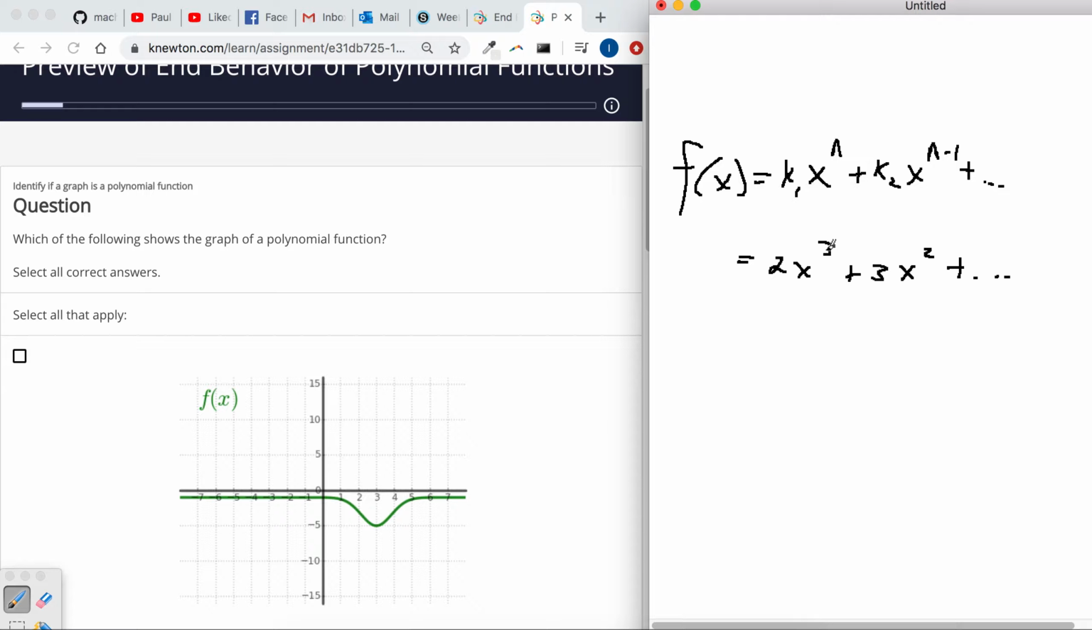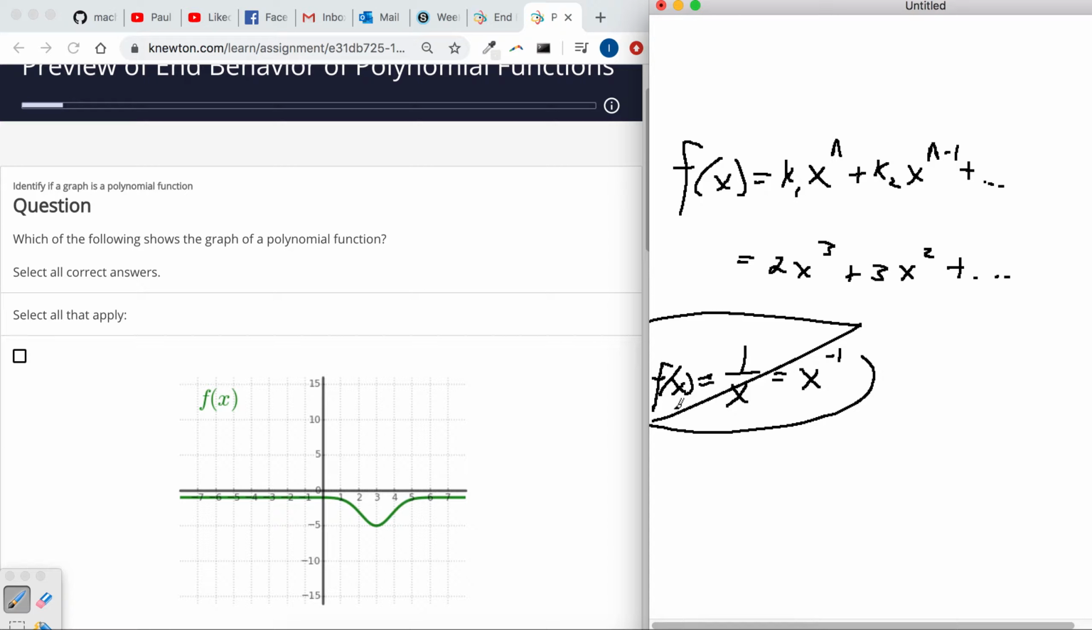Some criteria are that the variable cannot have a negative exponent. So this is not a polynomial because 1 over x is the same thing as x to the negative first. Okay, so you cannot have negative exponents in a polynomial.